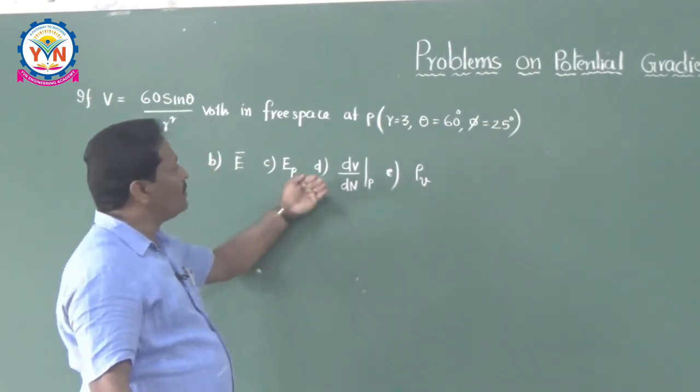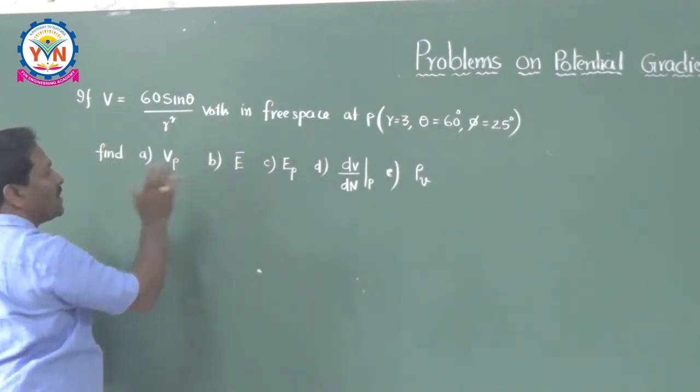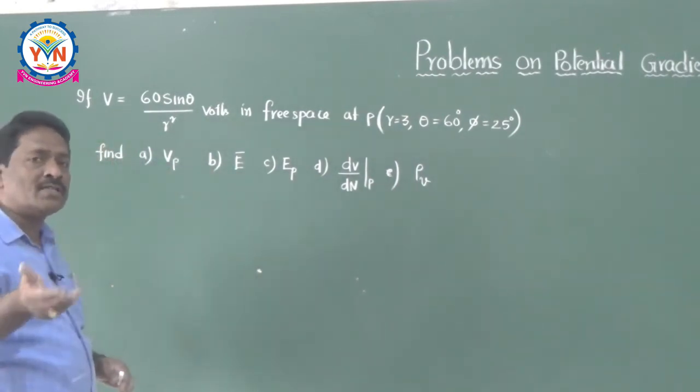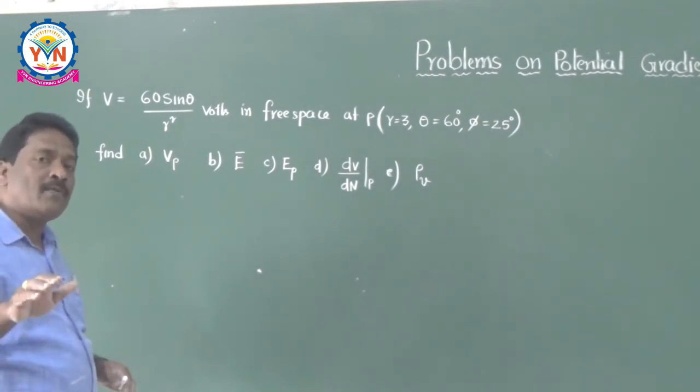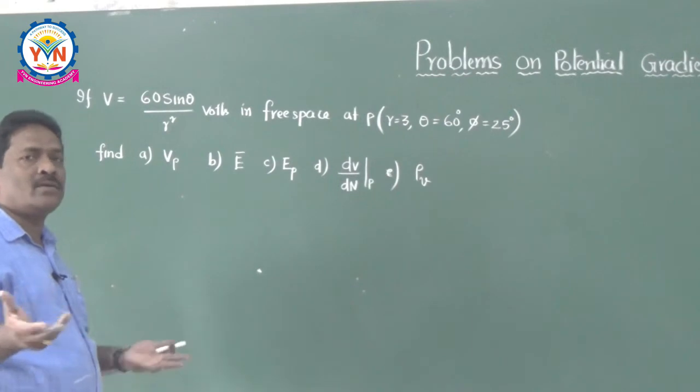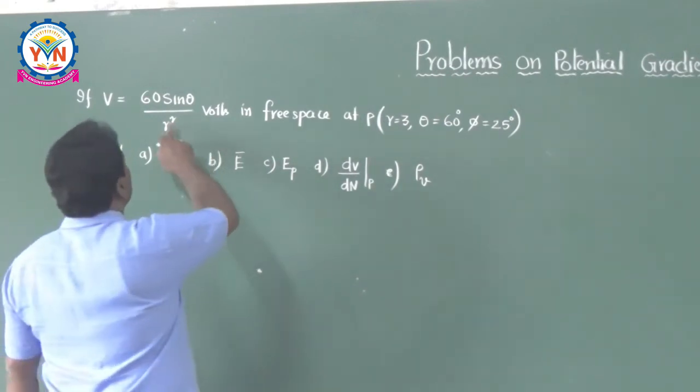So it is a very simple problem. He has given the potential, he is going to ask you electric field intensity. In which coordinate system is it given? Spherical coordinate system. So if you know the formula for the spherical coordinate system gradient, you can do this problem very easily.